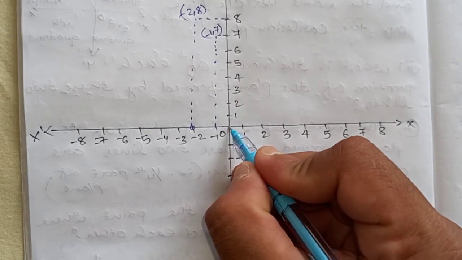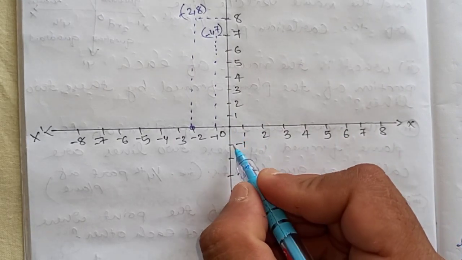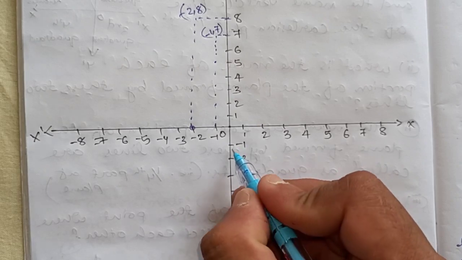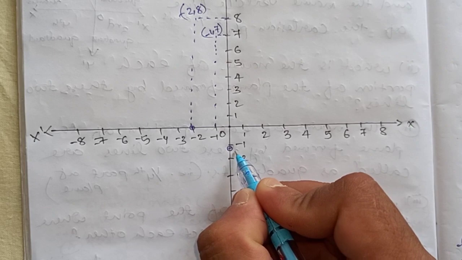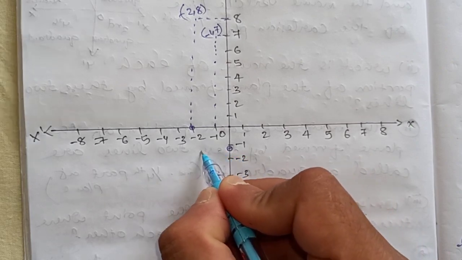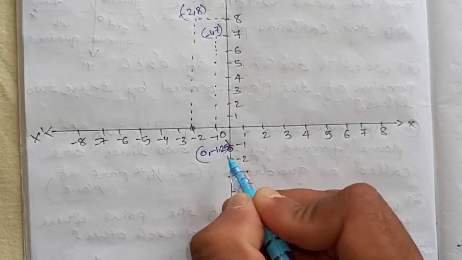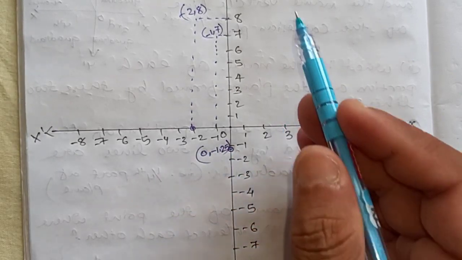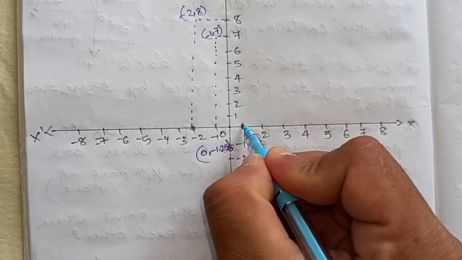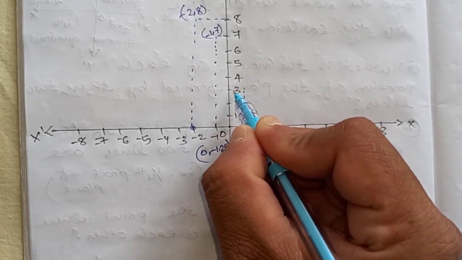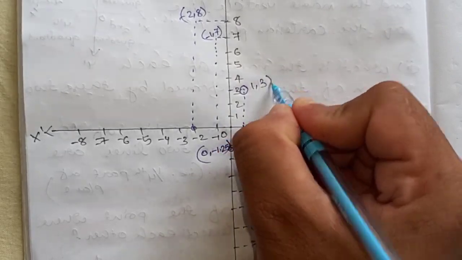Okay, 0 is here and -1.25, we know this is 1, this is 2. -1.25 will come nearly on this point. So this coordinate is (0, -1.25). Getting it? Next, (1, 3). Okay, so it will meet here at point 3. So this is (1, 3).